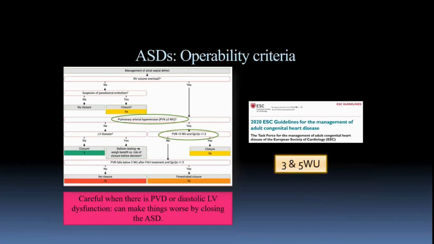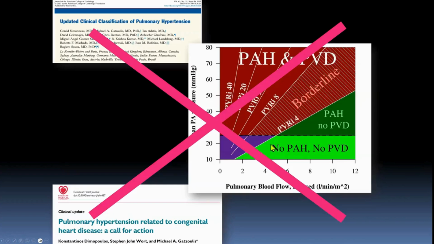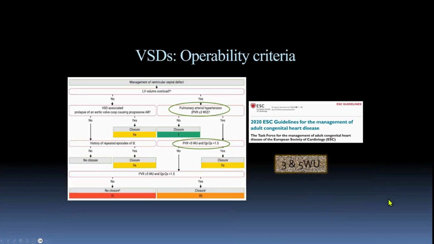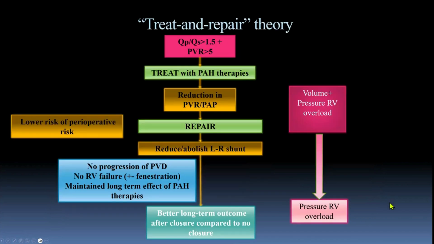It just reflects that whatever cutoffs you use, PVRI 4 to 8 or the 3 and 5, this is all based on limited evidence, and it is the concepts of low, moderate, or more severe pulmonary vascular disease that we need to keep in mind rather than actual cutoffs. The treat and repair, as I said, is a theory that still is attractive to most of us.